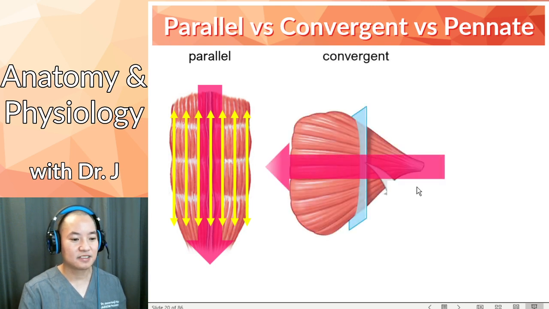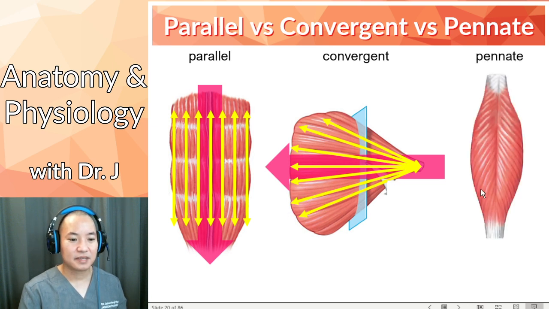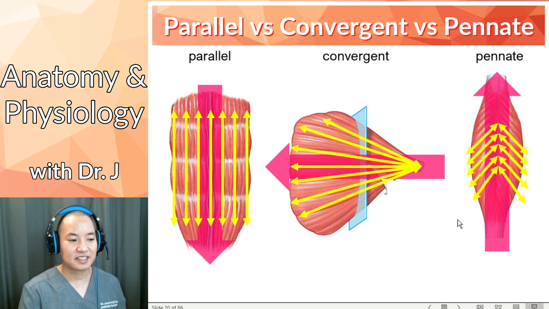Now convergent, here's the direction of movement when you contract the pectoralis major. It starts here, and this is the insertion where all the fascicles converge, but they all pull and radiate out toward the same general direction. And then pennate, this is the direction of movement of the rectus femoris, but again, it's not parallel. All these fibers and fascicles are arranged in some sort of slant and angle that's oblique to the direction of movement. So again, these are the differences between these fascicle arrangements.